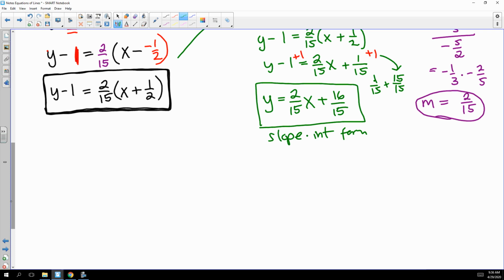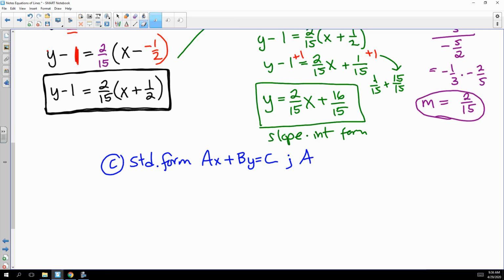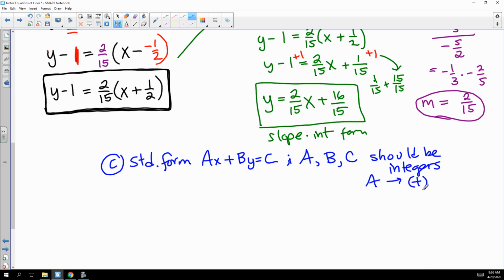Okay, lastly, we want to talk about standard form. So standard form, let's look at that one more time. Standard form would be ax plus by equals c, and you do want to recall a couple of things. A, B, and C should be integers, and A must be positive.